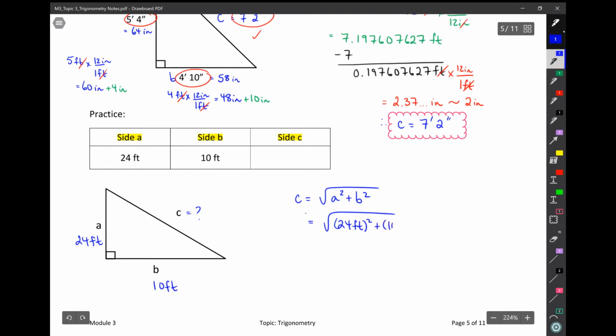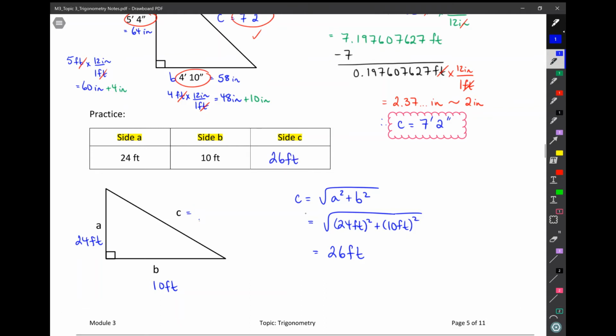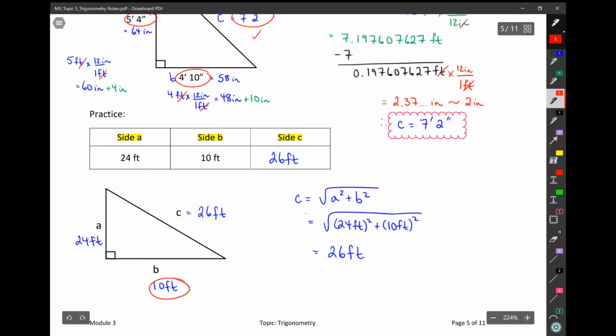And please go ahead and type this into your calculator. And you should get an answer of 26 feet. Okay, so we put that in our table. And when I put this now onto the diagram, I can do a quick check that my answers make sense. B is 10 feet. A is 24 feet, is my longest side, the largest value. Yes, it is. So my answer again is reasonable.